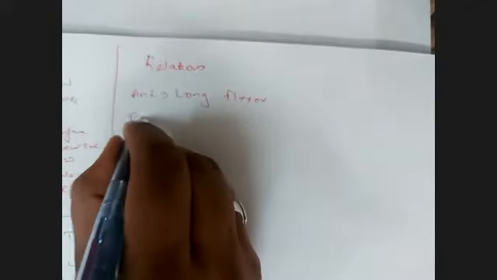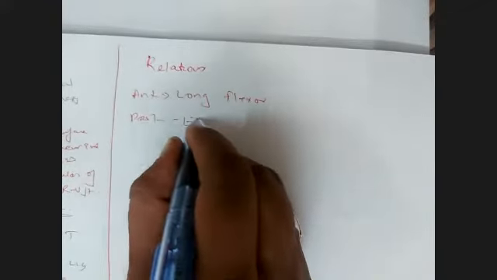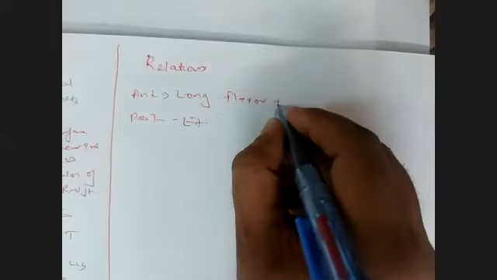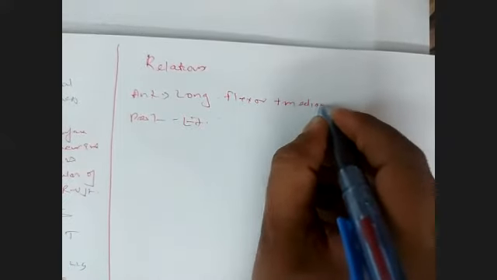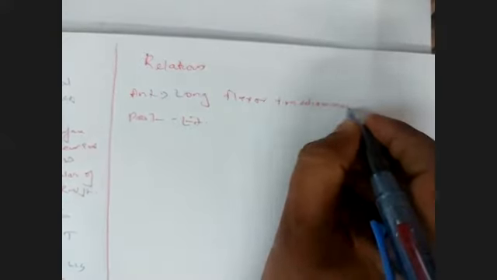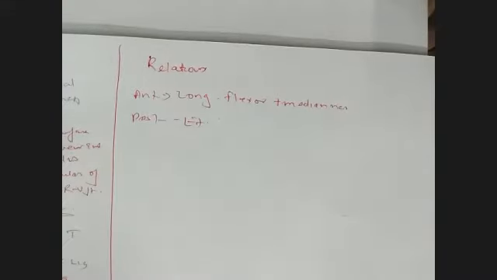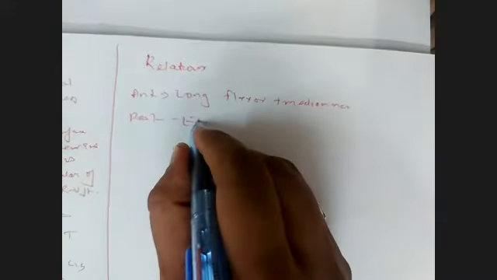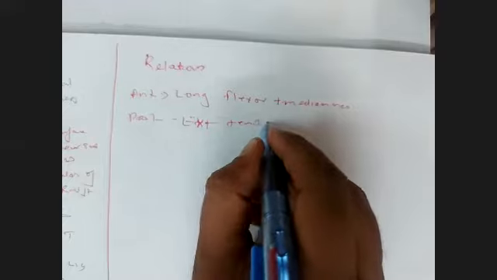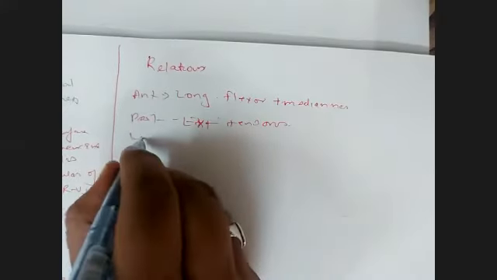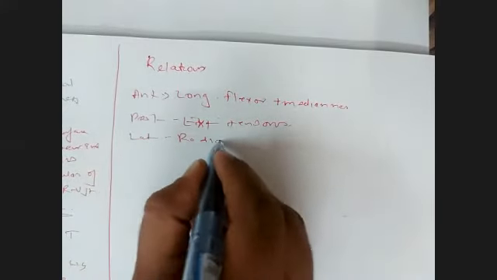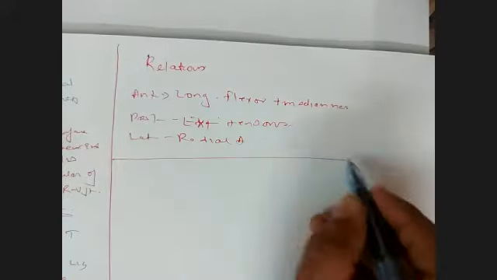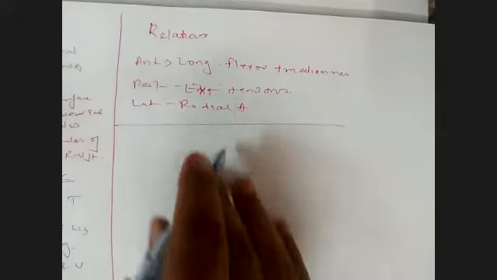Okay, relations very easy. On the anterior side there will be long flexor tendons, and of course on the posterior side there will be the extensor tendons. Along with the long flexor tendons, there will be the median nerve on the anterior side. So in arthritis of the wrist joint, the median nerve will be affected. There will be extensor tendons posterior. Laterally there will be the radial artery. These are the relations of the wrist joint.